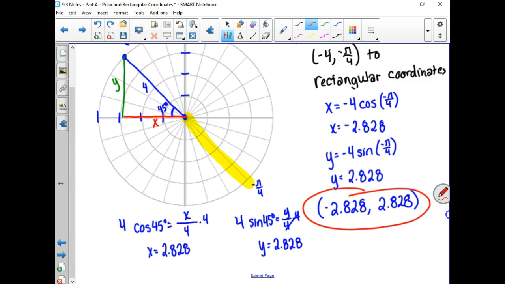So formula is quicker, but you've got to make sure you know the formula to be able to get the right answer there. Okay, questions?